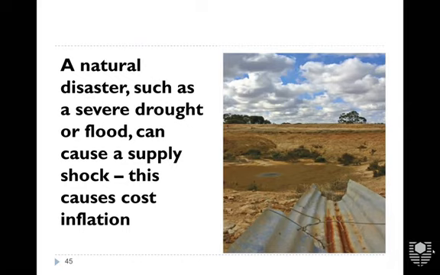An example here: a natural disaster such as severe drought or flood can cause a supply shock, and this causes cost push inflation. Again, if something happens in an economy like a flood or a drought, it might destroy the production in the economy, and it might lead to a supply shock, which would again be considered as cost push inflation.